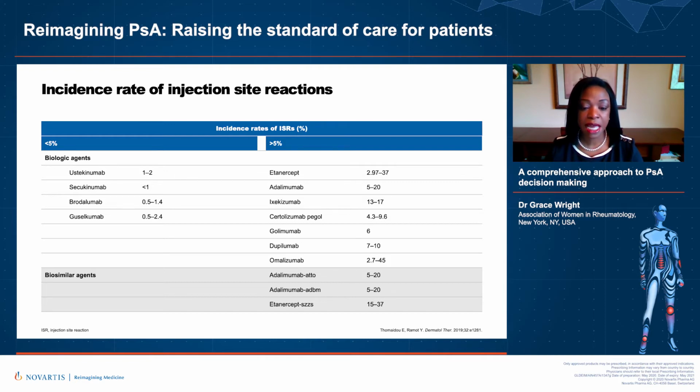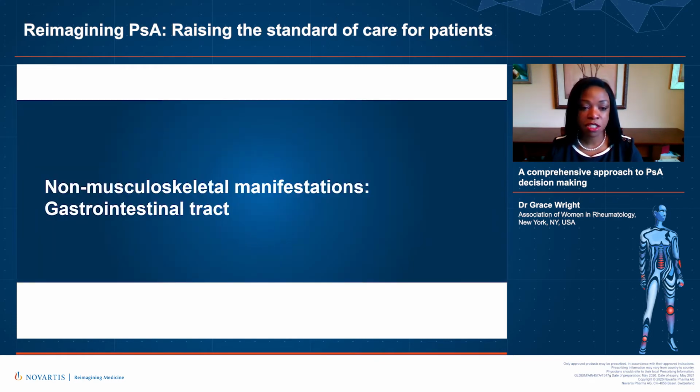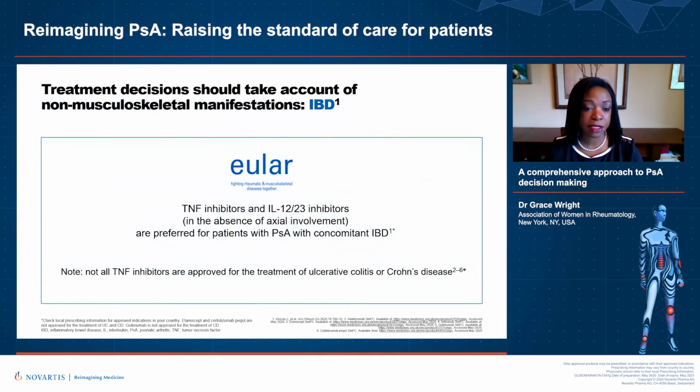On the right, we see the TNF inhibitors as well as ixekizumab, and there we see a more variable rate. Now, this may be an area that is consequential to many patients. The gastrointestinal tract becomes a very important site for multiple reasons. And what we see here per the EULAR recommendations is that TNF inhibitors and IL-12/23 inhibitors, in the absence of axial involvement, are in fact preferred for patients with psoriatic arthritis with concomitant inflammatory bowel disease.